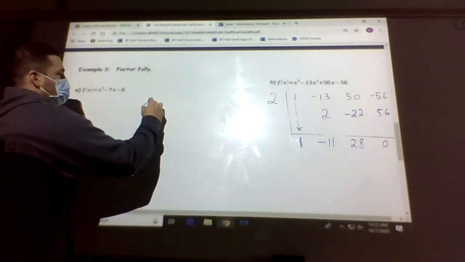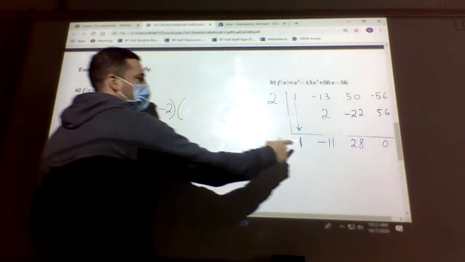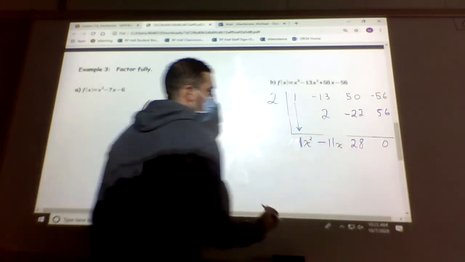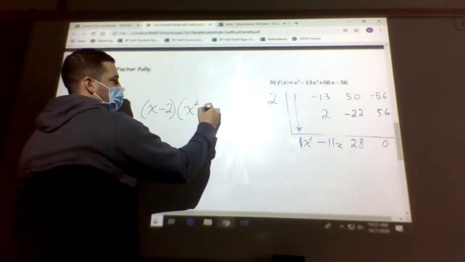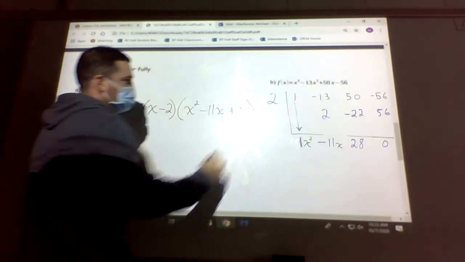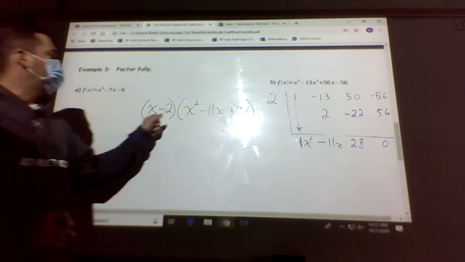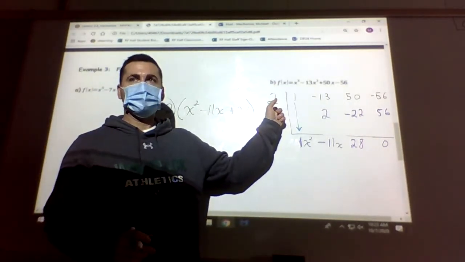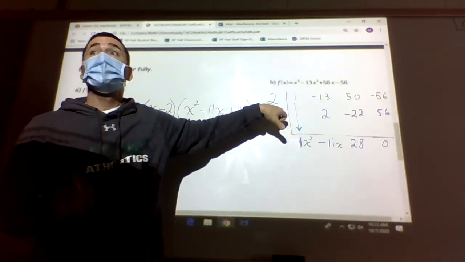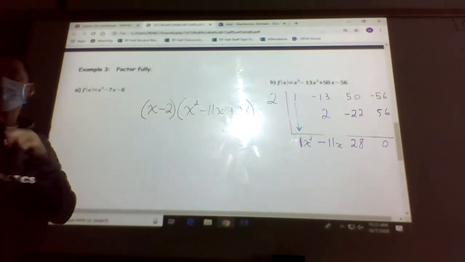When I put it back into the bracket, it's negative 2 here. And then this is 1x squared, negative 11x plus 28. So x squared minus 11x plus 28. So you don't switch the sign? You switch the sign here. Like if you plugged in a positive 2 here, then you keep positive 2 for synthetic. If you did long division, you would do x minus 2.